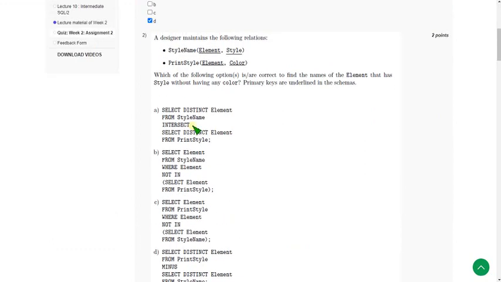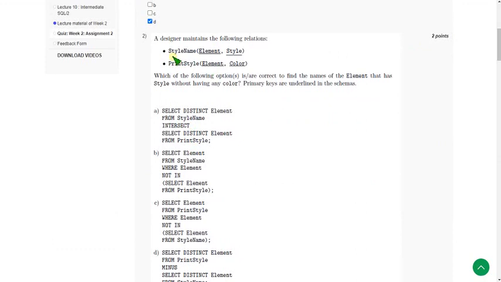So for second question, they gave two relations. In the first table style name, there are two columns, element and style, and second table print style, there are again two columns, element and color. The question is, we have to find names of the element that has style without any color. That means we should not consider this table because it has color. So we should consider this table, and we should ignore the matching elements that are same in both the tables. That means we should output the elements which exist only in table 1 but not in table 2. So for that, the probable answer could be second option.